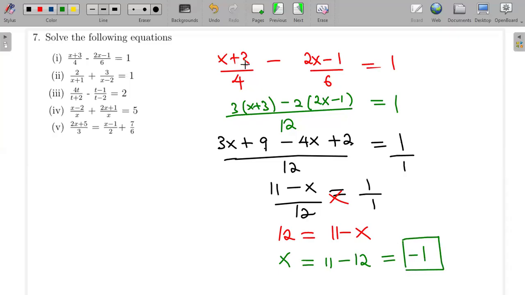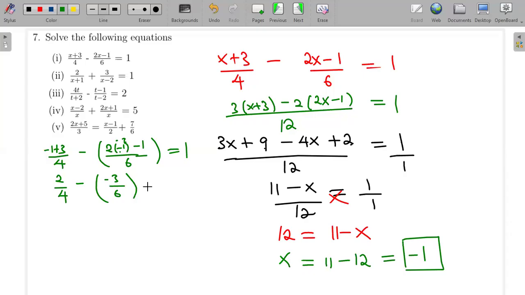If you want, you can check it. You're going to see that your left-hand side and your right-hand side are going to be the same. So wherever there's x, I'm putting minus 1. So there it will be (minus 1 plus 3) over 4, and then minus, and I'll put this in brackets because I have a minus there, (2 multiplied by minus 1) minus 1, over 6 is equal to 1. So this will be 2 over 4 because 3 minus 1 is 2, minus, and in the brackets I'll have 2 multiplied by minus 1, that will be minus 2, then minus 1 to be minus 3, and then over 6 is equal to 1.